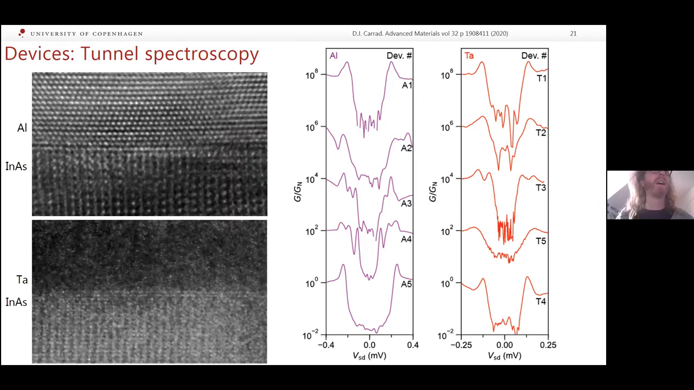And the interesting thing about tantalum, sorry, also was that it happened to be amorphous, or at least nanocrystalline. So this is looking at some TEM, transmission electron microscopy. You see the by now classic crystalline aluminium on crystalline indium arsenide, and this wasn't the case for tantalum, which shows an interesting thing, that you can actually get hard gaps without necessarily having crystalline crystals, which is interesting.